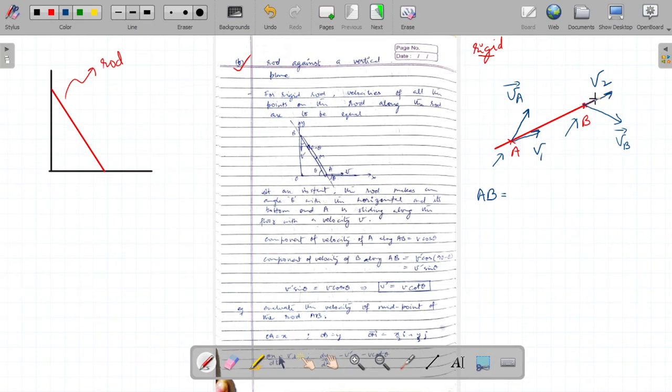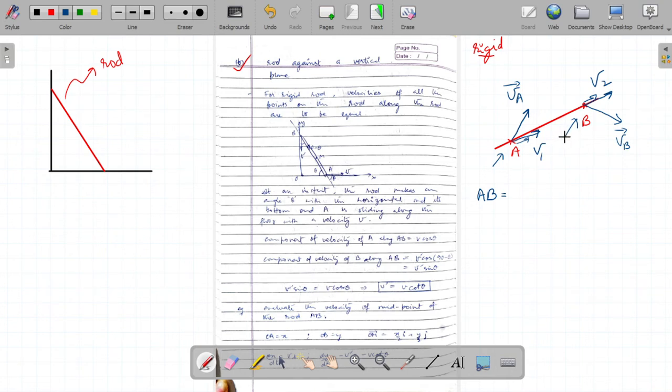Now what this does is that this ensures that the distance between the points A and B does not change, because how much distance the point A has travelled along the rod would be same as the distance which B has travelled along the rod, and this is because of the fact that they have the same velocities along the rod. Remember that we are not saying A and B have the same velocities, because that would mean that their velocity vectors are same. We are not saying that.